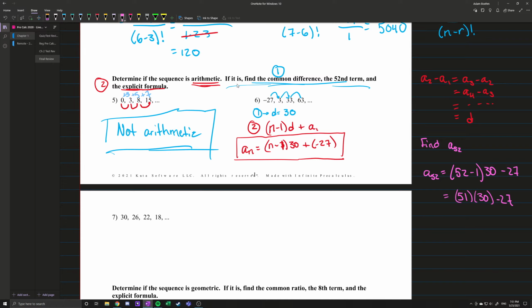Again, you can expand this part. I'm not going to. That's just one more place to make a mistake. If you're comfortable with that, go for it. But I'm not expecting it. So for this last part, 51 times 30, that's 1530 minus 27. This is going to be equal to 1503. Right, so 3 parts. Find the common difference, find the equation, find the 52nd term.